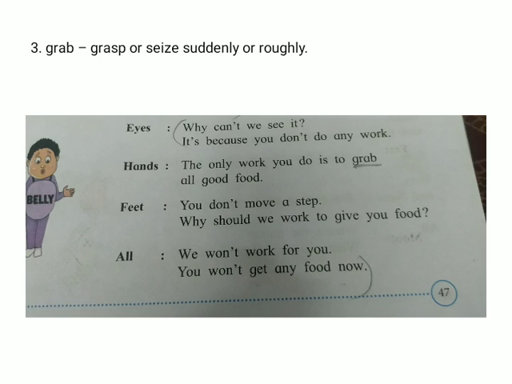Hands says the only work you do is to grab all the good food. Underline the word grab. Grab means to catch all the good food. What the feet says now, you don't move a step. Why should we work to give you food? Now all together says, we won't work for you. You won't get any food now.